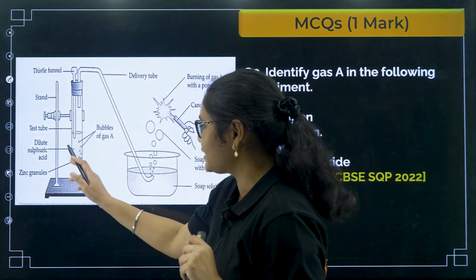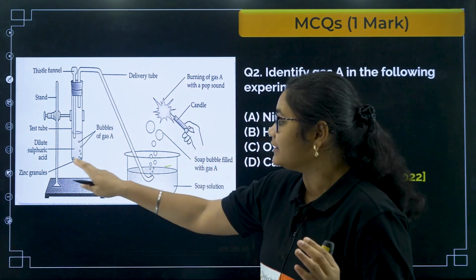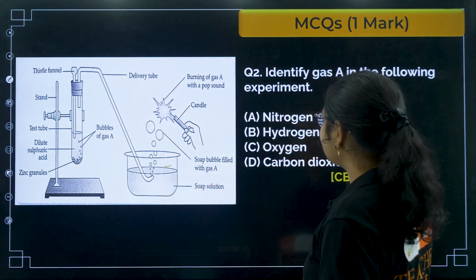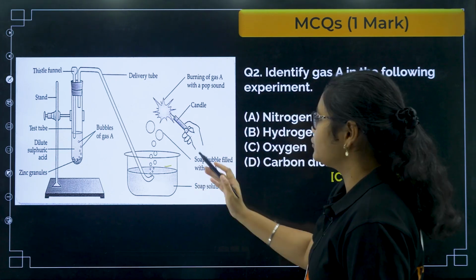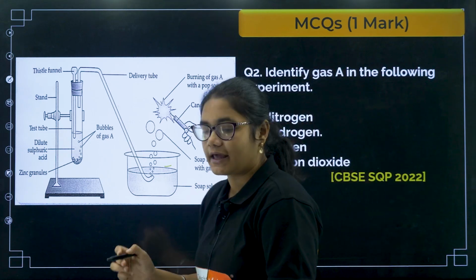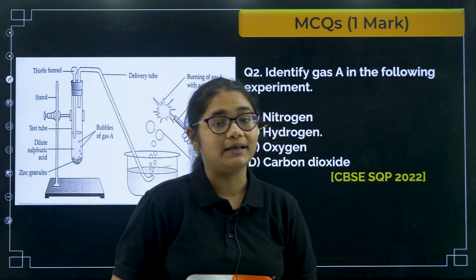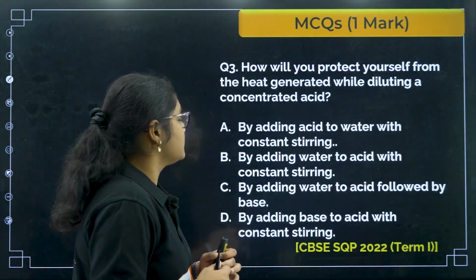Zinc granules reacting with sulfuric acid. I think we have just discussed this diagram on reactions of metals with acids. So the question is, identify the gas A produced in the experiment. You know the gas A here is hydrogen, right? Option number B is the correct answer. This question was asked in the CBSE sample question paper of 2022. Okay. Next, question number 3.